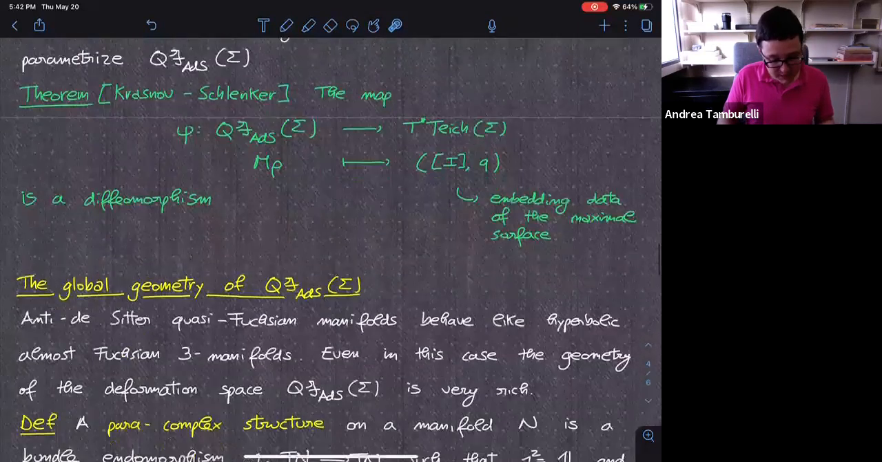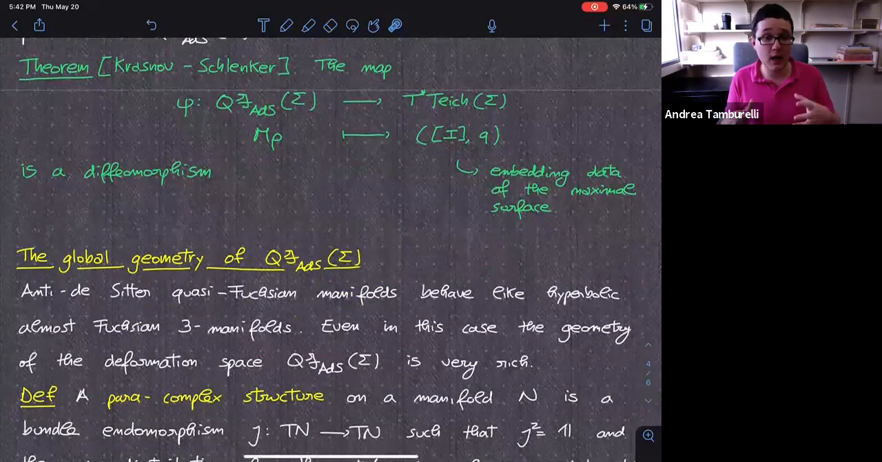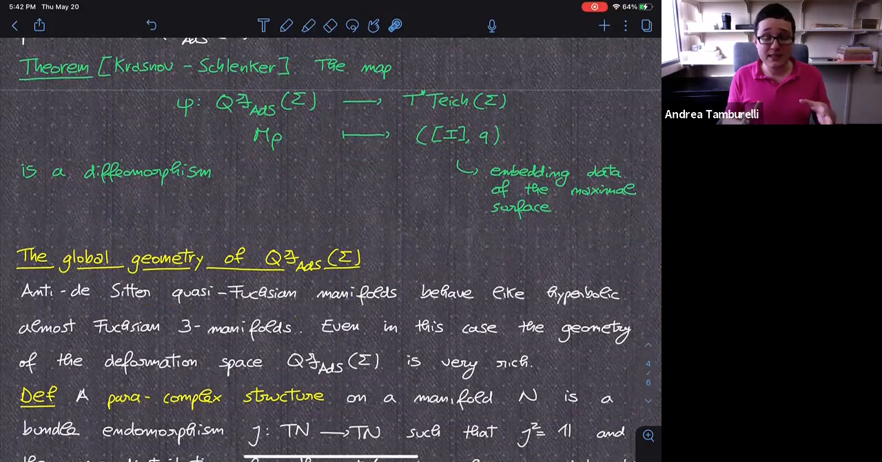So it's exactly the same picture that we saw in hyperbolic geometry, but in hyperbolic geometry, we had to restrict to a particular class of quasi-Fuchsian manifolds. So in some sense, these manifolds in anti-de Sitter geometry actually behave even better.